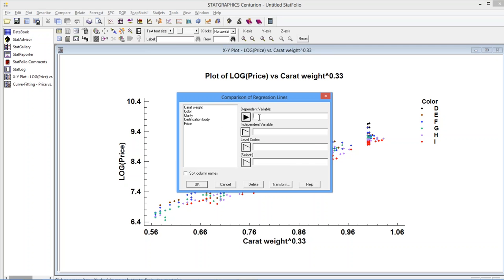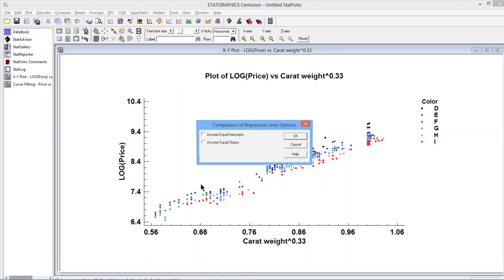Now, the way it runs, you put in your dependent variable, and for me, the dependent variable, the Y variable, will be the log of price. The independent variable will be caret weight raised to the 0.33 power. That is the cube root of caret weight. Where it says level codes, I'll put in color.